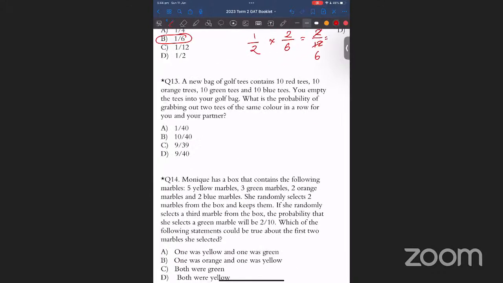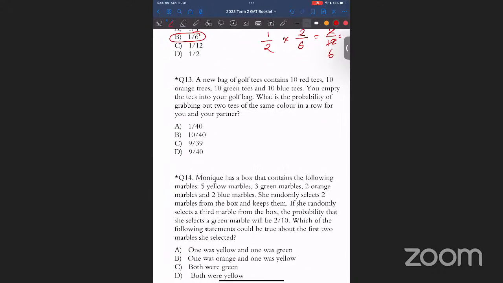Question number 13. Now, this is a challenging one. You have 10 red, 10 orange, 10 green, and 10 blue tees. You empty the tees into your golf bag. What is the probability of grabbing out 2 tees of the same color in a row for you and your partner? So the first thing is, it doesn't matter which tee you pull out first, whether it's red, blue, green, or whatever. What matters is that the second one has to be the same. So the first person has a probability of 40 out of 40 because it doesn't matter which tee they pull out. Do you guys understand?